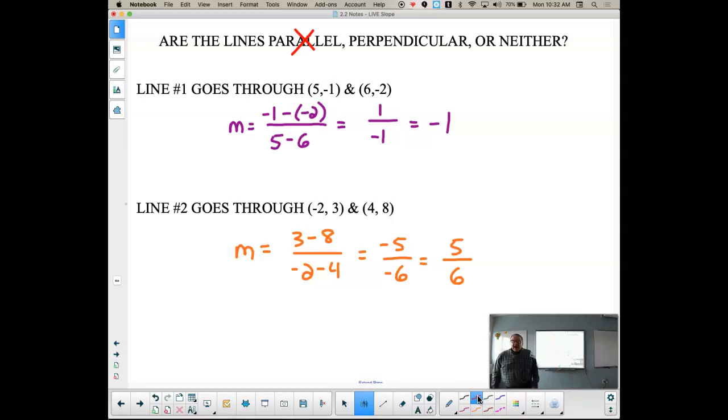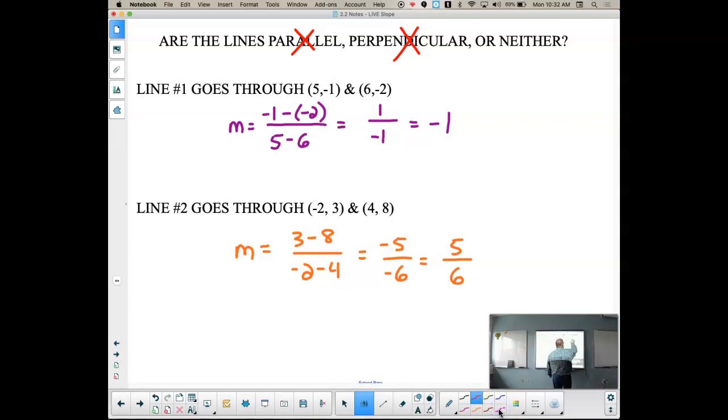Are they opposites? Is one positive and one negative? Yes. Okay. Are they reciprocals? Is the reciprocal of 5/6 equal to 6/1? Nope, that's not it. So they're not perpendicular. They're opposites because one's positive and one's negative, but they're not reciprocals. So that's not the case.